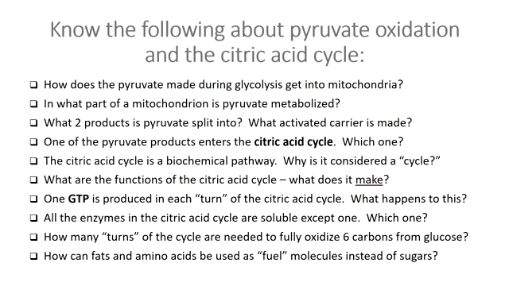So here are the things to know about pyruvate oxidation and the citric acid cycle. How does the pyruvate get into mitochondria? Form of active transport, secondary active transport using a symport mechanism in the inner membrane. What part of the mitochondrion is involved in metabolizing pyruvate? It's the matrix, the soluble part.